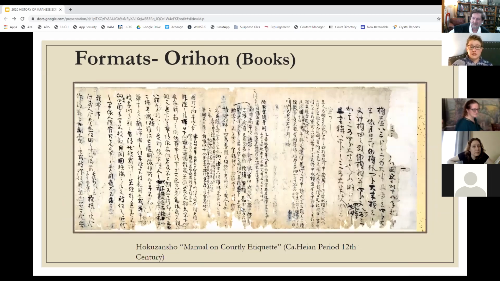And this is the same thing. And this is the Hokuzonsho, Manual on Courtly Etiquette. What I like about this one, it shows different types of calligraphy, but it also shows if somebody didn't have the most perfect calligraphy, which makes me feel good because I suck at calligraphy. So it's nice to see that people had a struggle too.